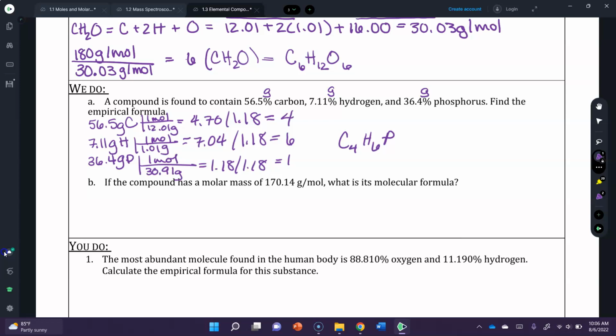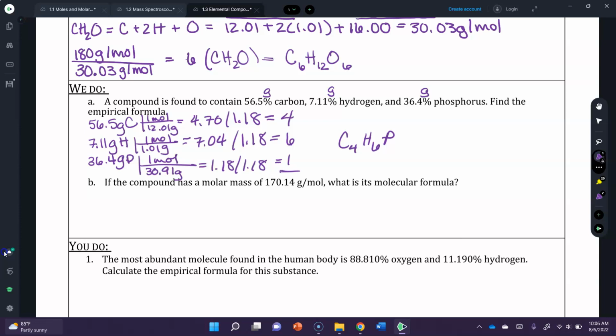Okay, so you should see that by changing them into grams and converting them to moles, you get the moles based off the percent of each substance. Divide by the smallest that sets one of them to 1 and everything else bigger. You get their mole ratio in the compound, or the ratio of each atom in the compound. And so those become the subscripts. So we have C4H6P1, but we do not have to write the 1.